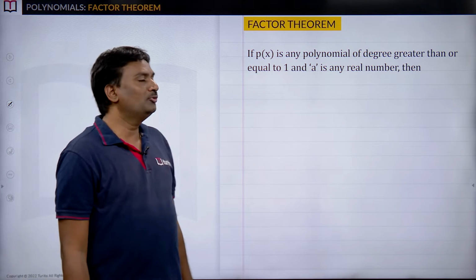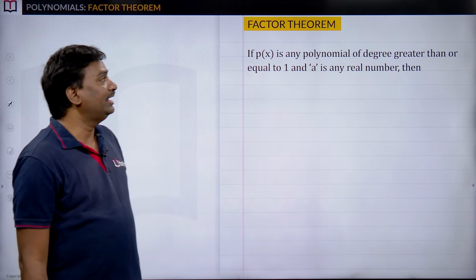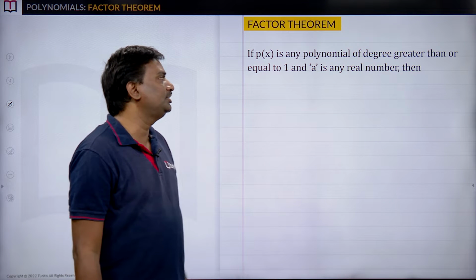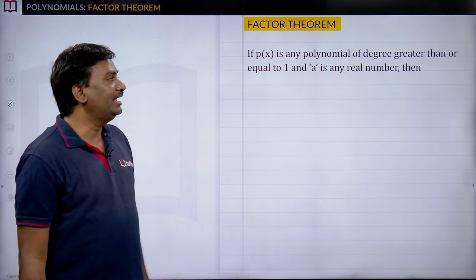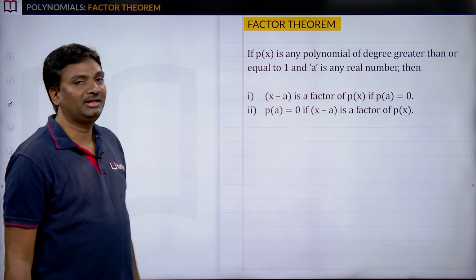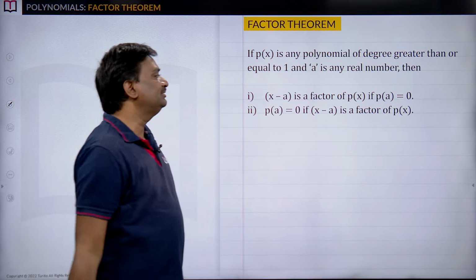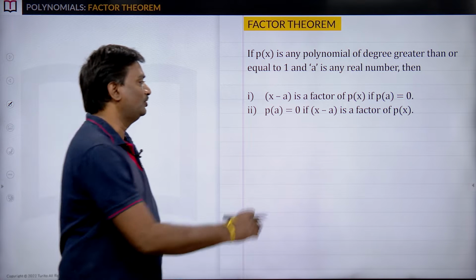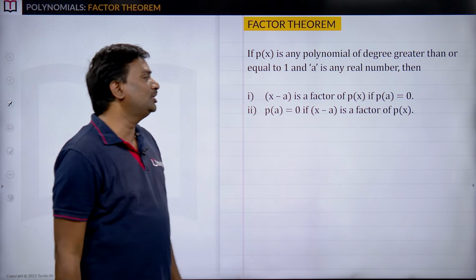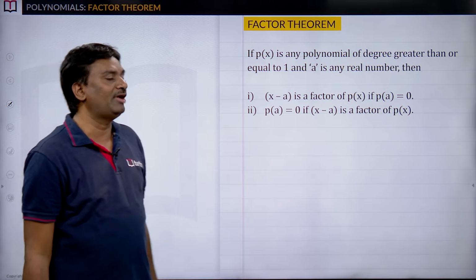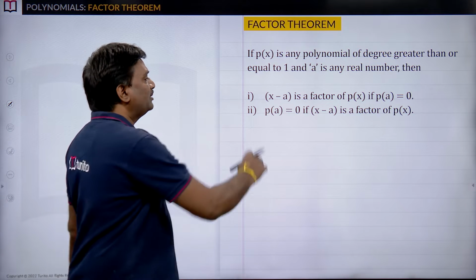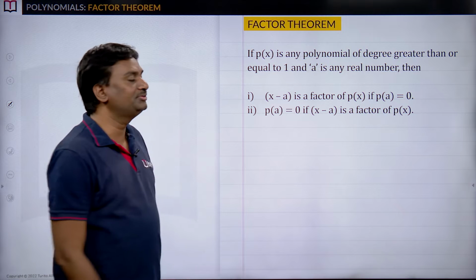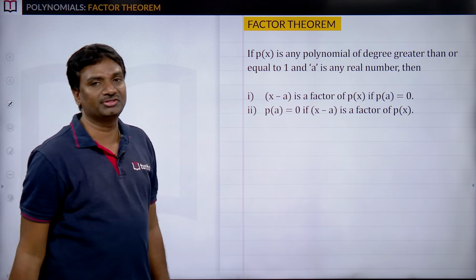If p of x is any polynomial of degree greater than or equal to 1 and a is any real number, then, number 1, x minus a is a factor of p of x if p of a equals 0. Next, p of a equals 0 if x minus a is a factor of p of x. By observing these 2 points, clearly the second point is the converse of the first point.